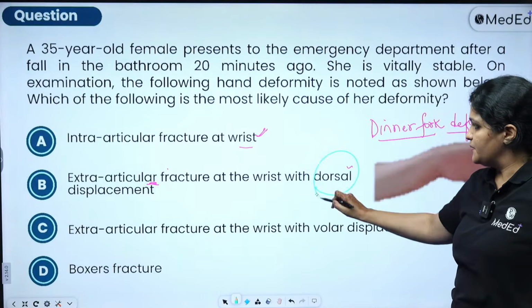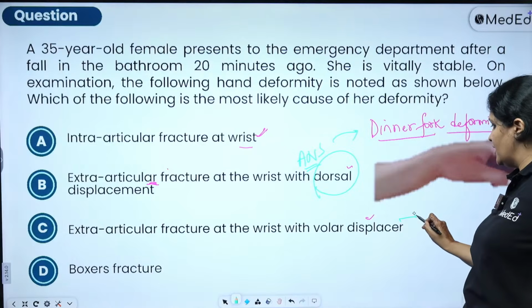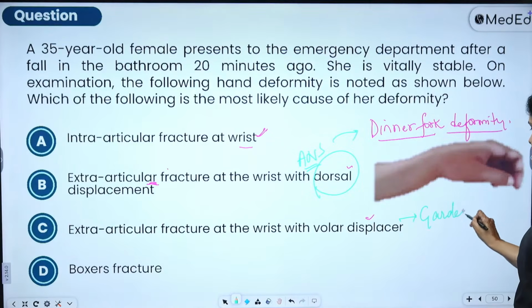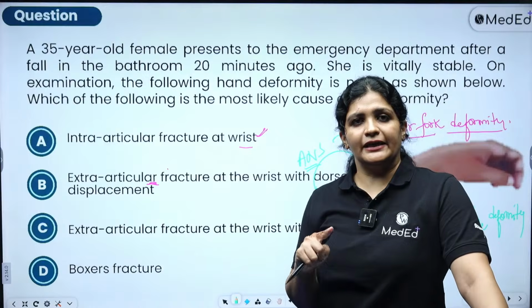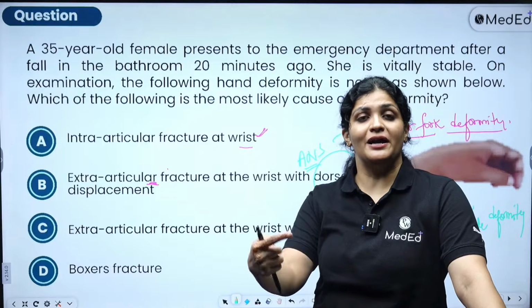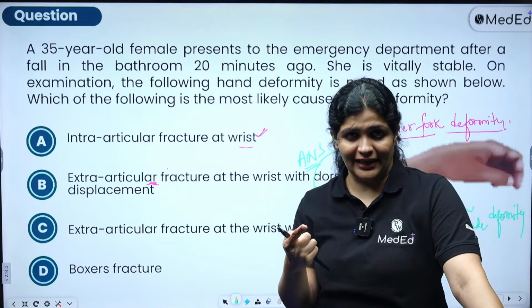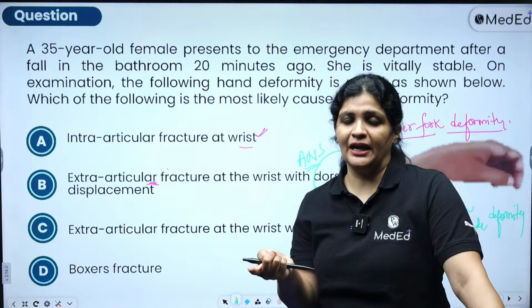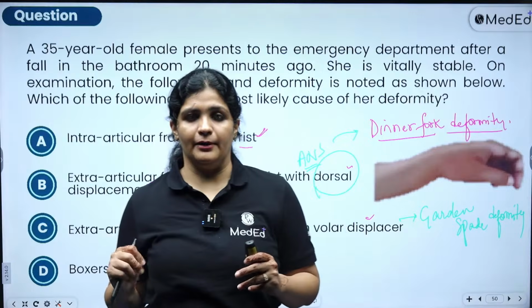Whenever it is a dorsal displacement, it is the dinner fork deformity. So the answer here is dorsal displacement. Whenever it is a volar displacement, it is a garden spade deformity. Remember, the deformities are very important. Garden spade deformity is Colles volar, that means reverse Colles. Dinner fork deformity is Colles with dorsal displacement. Gunstock deformity is at the elbow, which is cubitus varus. Genu varus deformity is in the knees, usually seen in rickets. Knock knees is genu valgum, and again you will see it in rickets. So these are certain deformities which you have to remember. Fine?